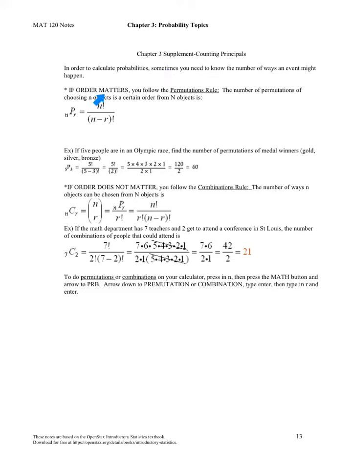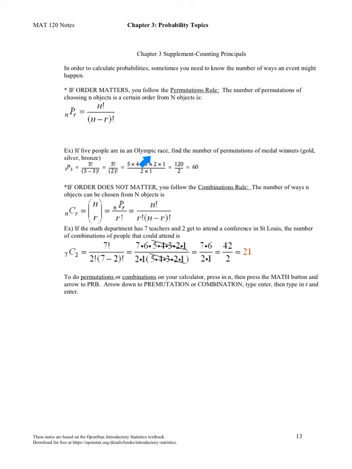If the order matters, that means we're going to use a permutation, and we use the letter P for permutation. And what this means here is the number of permutations choosing n objects in a certain order can be written like this. You may have never seen this exclamation point here. Let me give you an example.